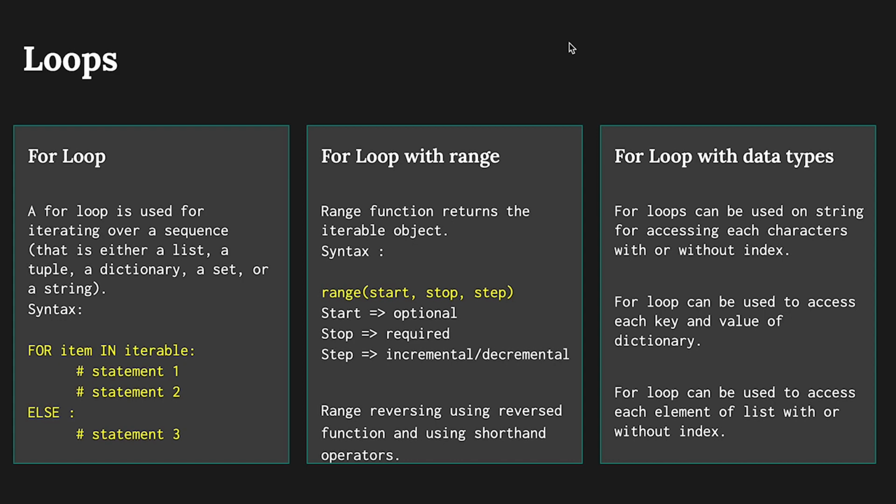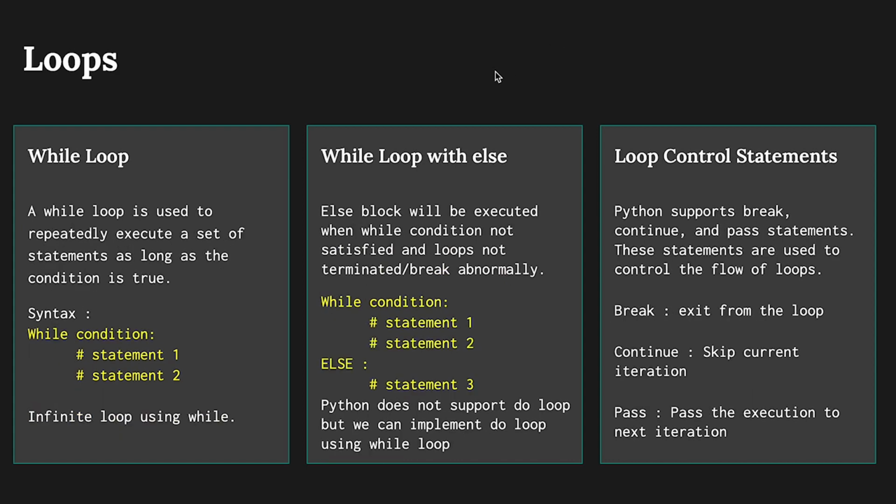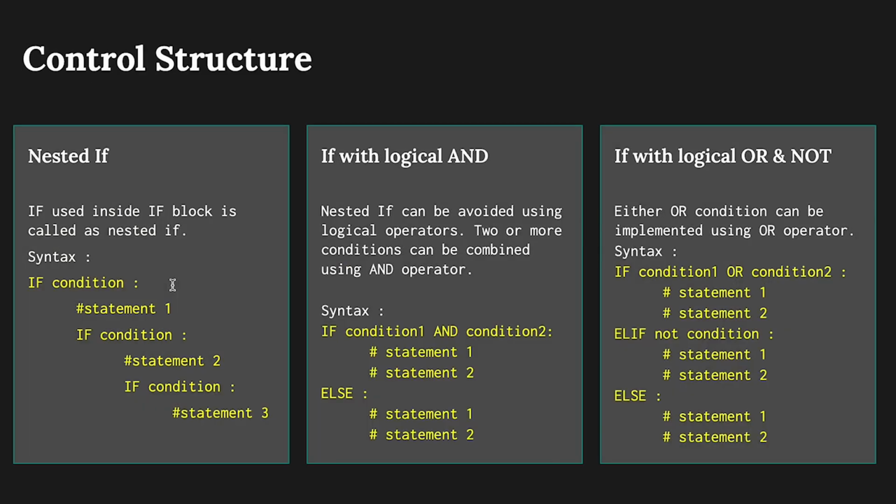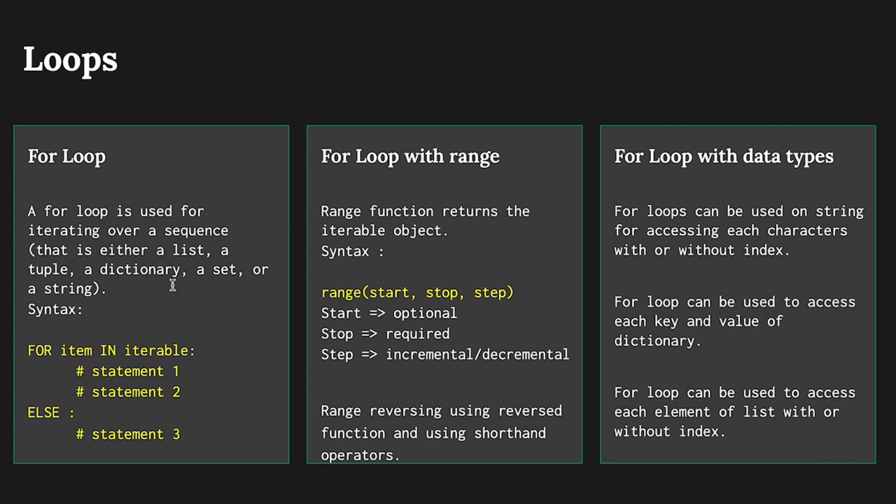In this session, we will learn about the for loop. In the last session, we learned about the while loop. Basically, a while loop is used to repeatedly execute a set of statements as long as the condition is true. But a for loop is executed when we know the number of iterations. In a while loop, we know we are executing repeatedly till the condition is true. But this is not the case in a for loop.